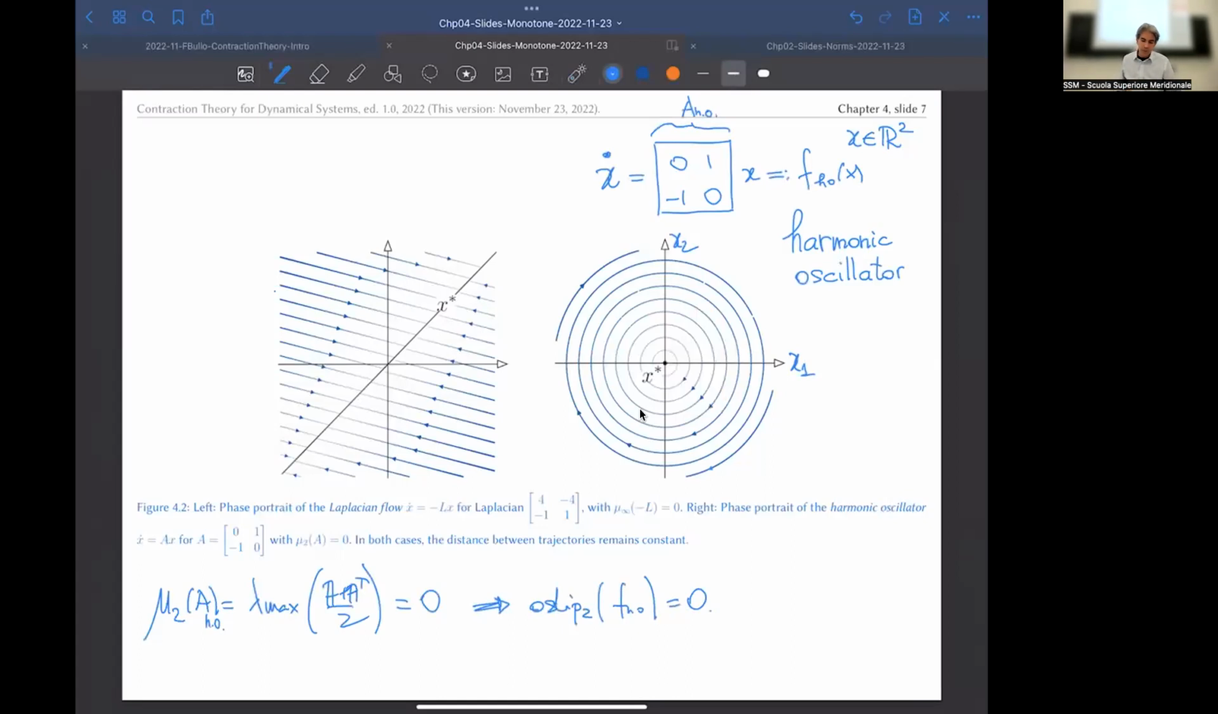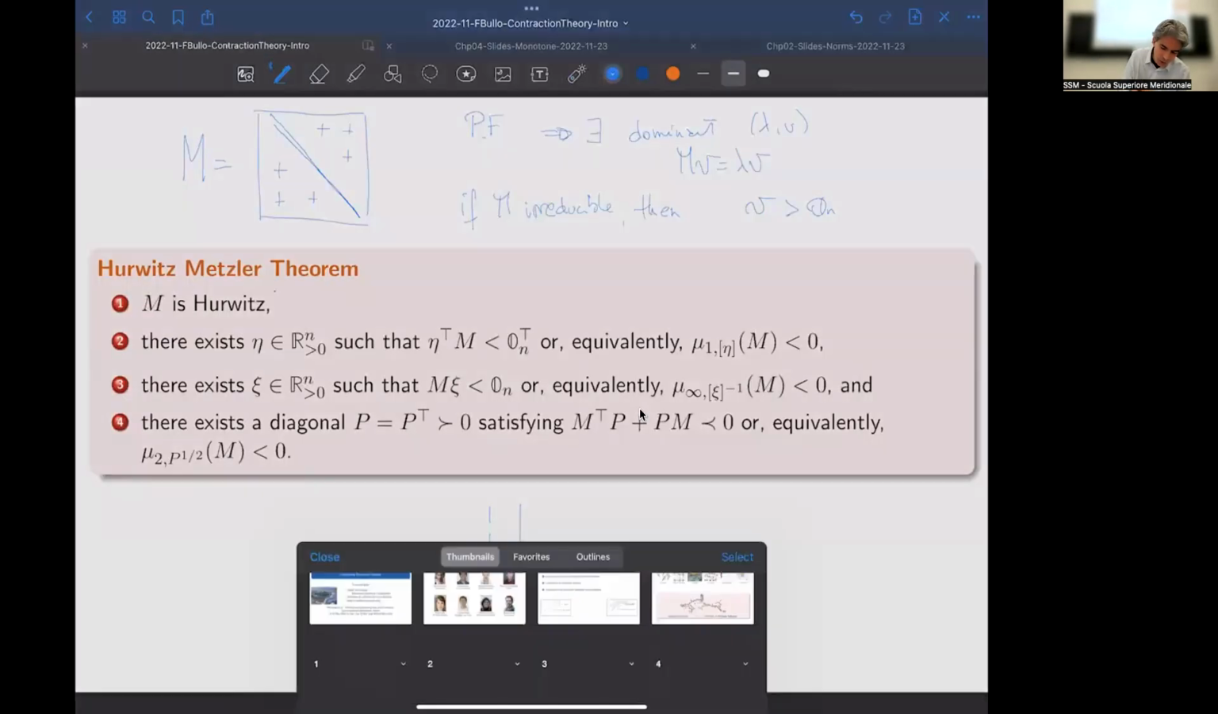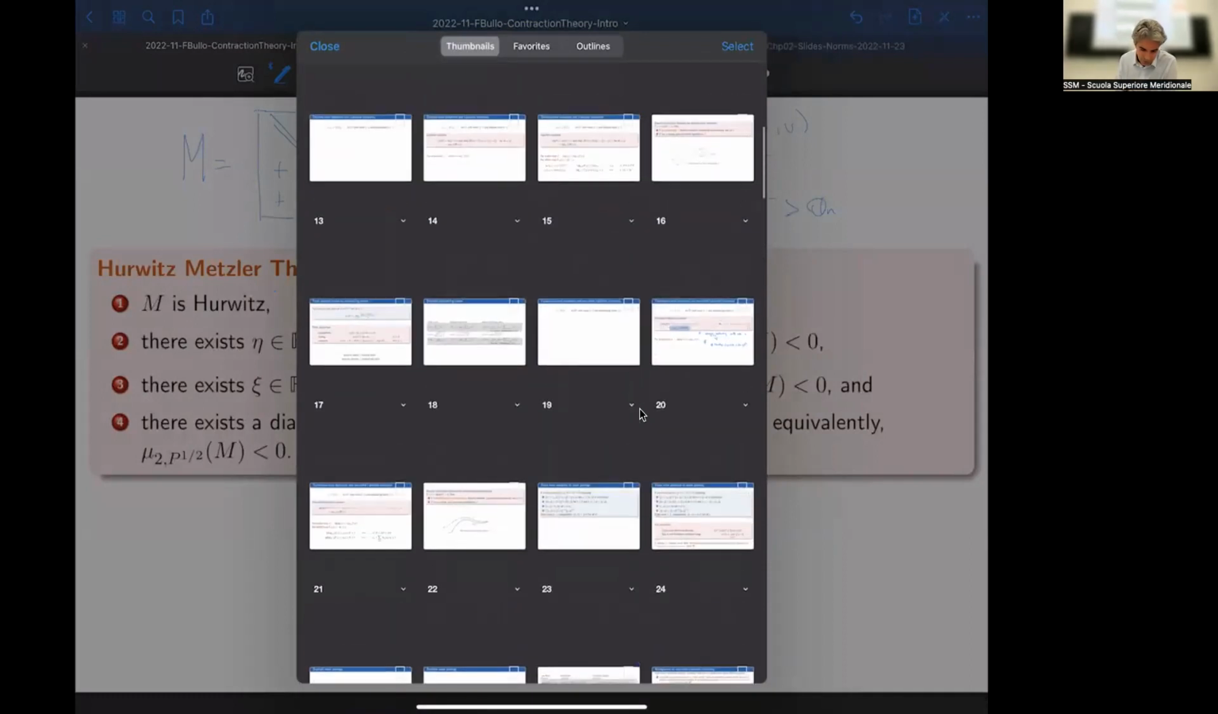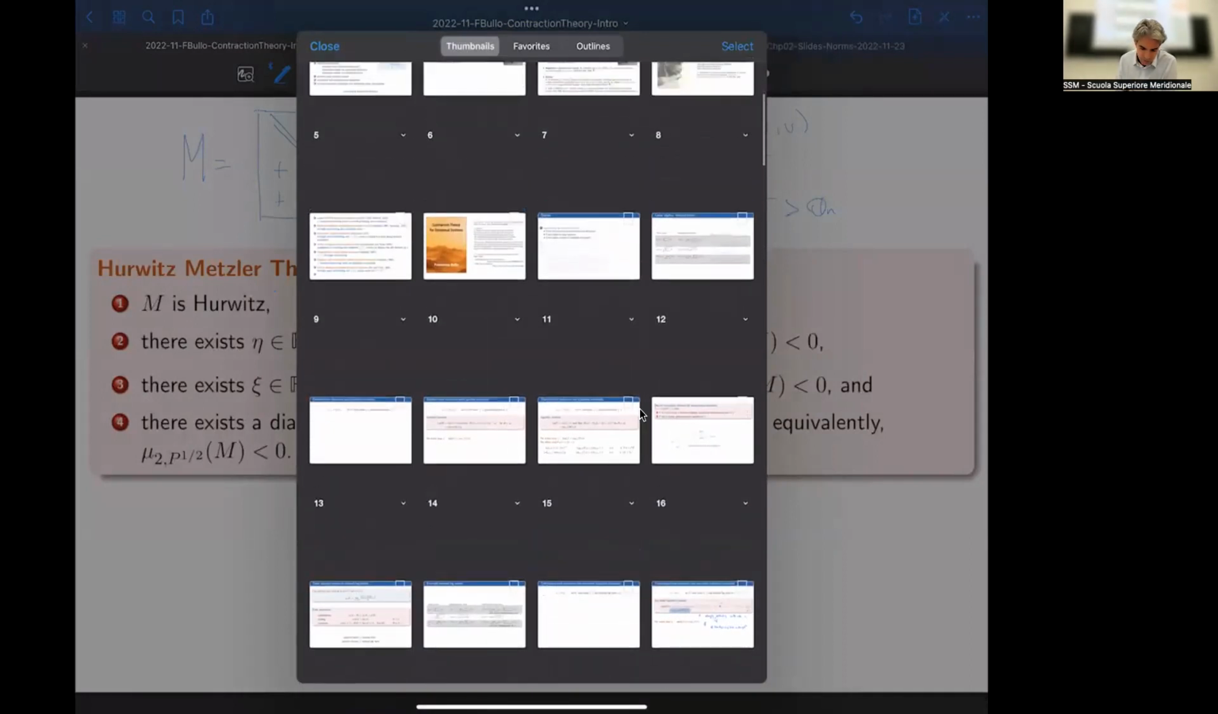All right. Now, I still haven't fully explained to you why this distance remains constant. Why does it remain constant? But remember, I did show you a theorem about contraction, right? I did show you a theorem about contraction during the first lecture.